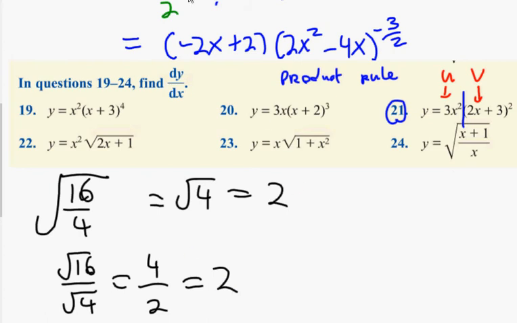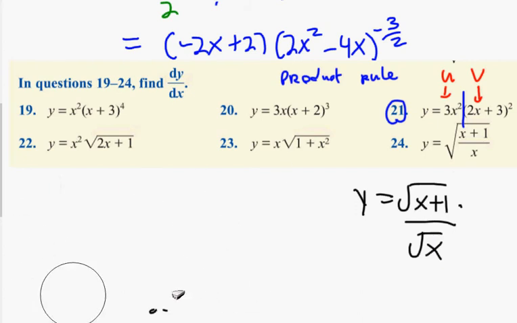What I'm going to do is this. I'm going to break it into root x plus 1 over root x. Now, 2 different ways of doing this. The first way I'm going to use the chain rule. Second way I'm going to use the quotient rule. So I'll show you now. First way I'm going to do is the chain rule.